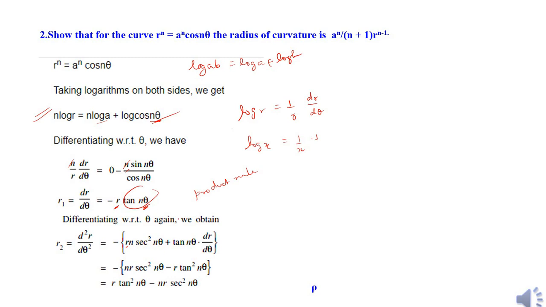So you get secant square n theta into n, retaining that and differentiating. The function gives you dr by d theta minus sin n theta, kept as such, so outside n r secant square n theta, tan n theta retained as such, and you are substituting.